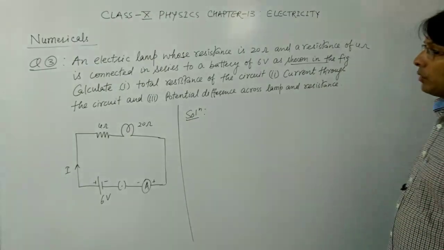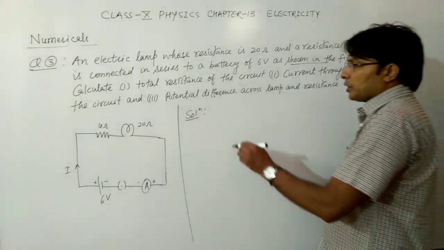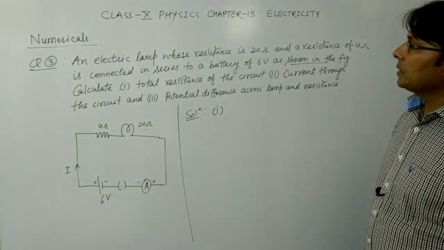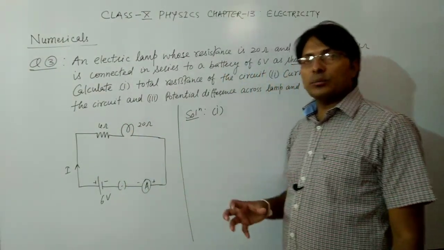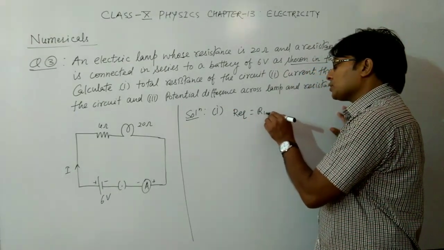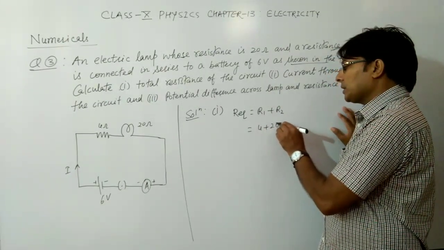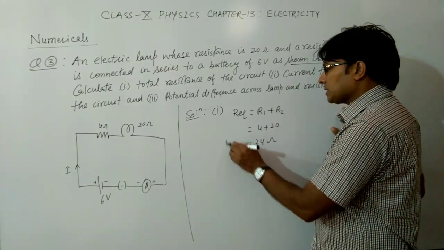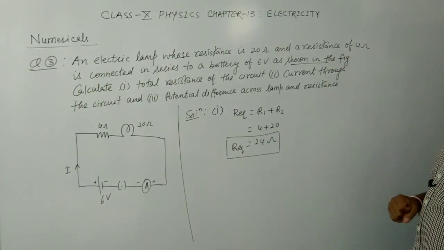Okay, so what we have to find out? The total resistance of the circuit. This is the first part we have to solve. Since these two are connected in series, and in series combination we have derived the formula of equivalent resistance as R equivalent is equal to R1 plus R2. So the total resistance will become 4 plus 20, that is 24 ohm. So this is the total resistance of the circuit.